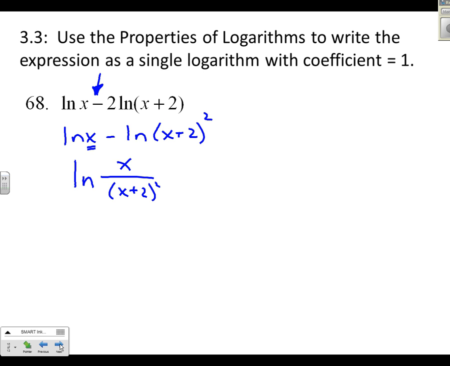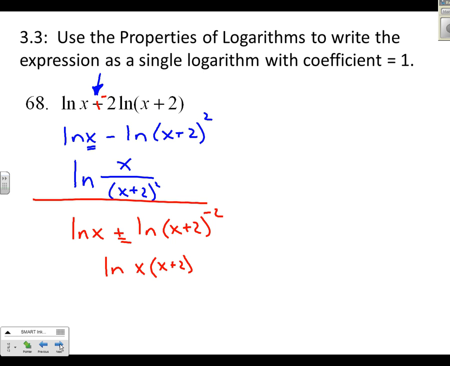Okay, now what if we were thinking of this problem as, so here's an option, what if we were thinking of this as plus negative? Let's see what happens there. That would be ln of x plus ln of x plus 2 to the negative second. The rule for sums says we smash these together as a product in a single ln, and I get ln of x times x plus 2 to the negative second. But that, of course, is ln of x on x plus 2 to the positive second.